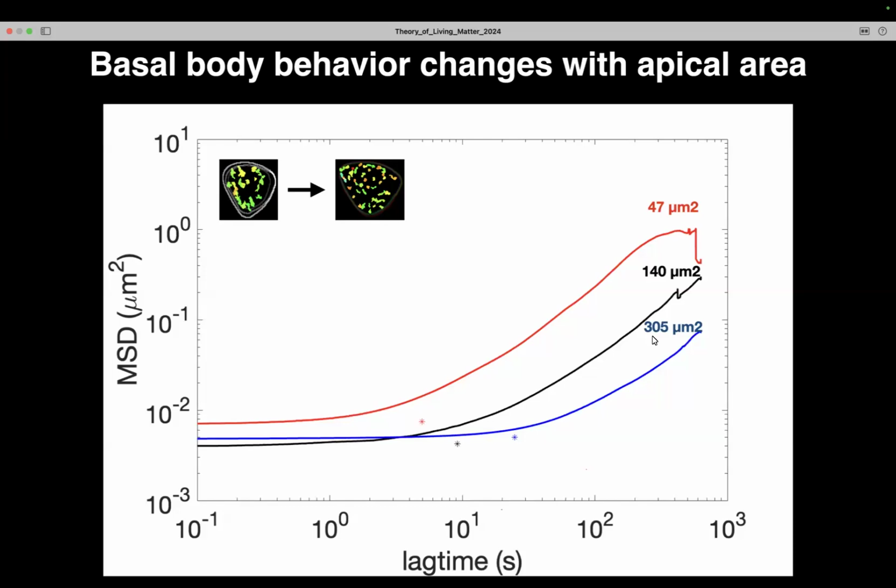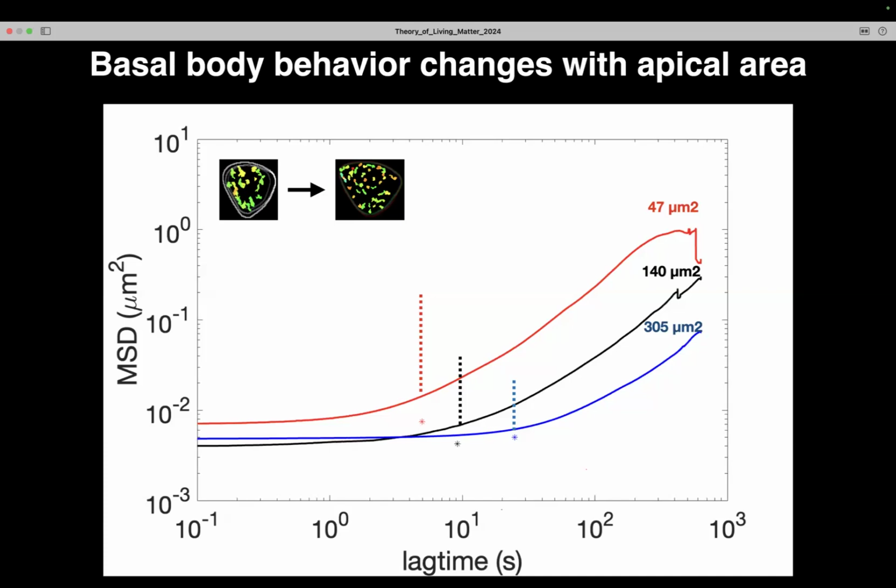What we see here is that when we consider short time scales, the basal body behavior is actually subdiffusing, meaning constrained. But there's another interesting thing that we see in here. We see that this transition from the subdiffusive regime to the diffusive regime is happening at different times. For smaller sizes of apical domain, this transition is happening at the earlier stages. And for the largest sizes of the apical domain, this transition is happening at the later stages.